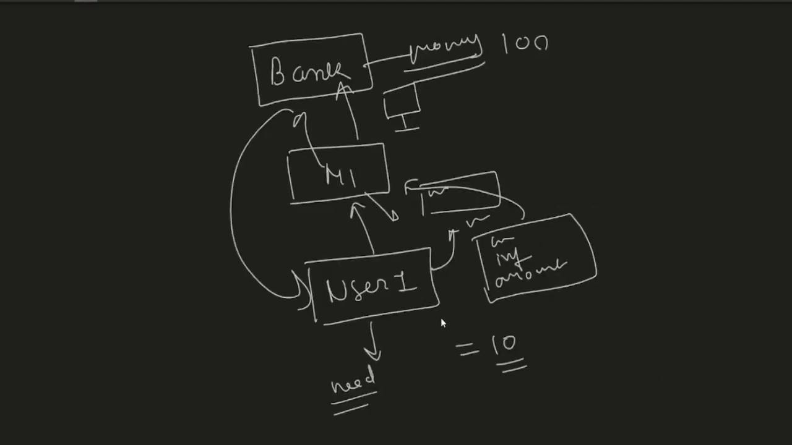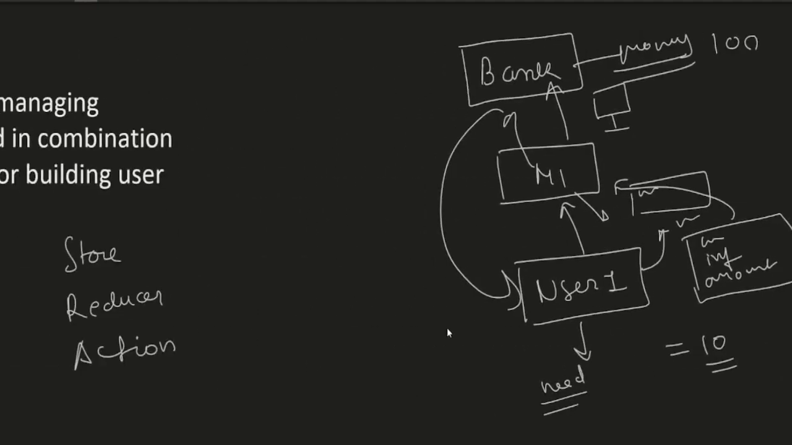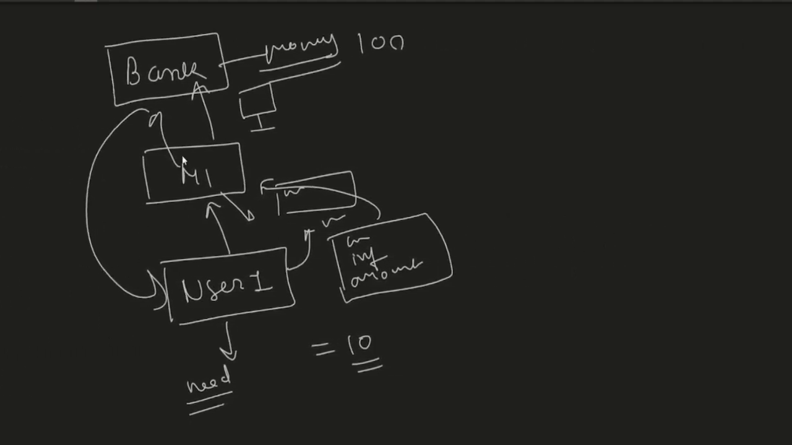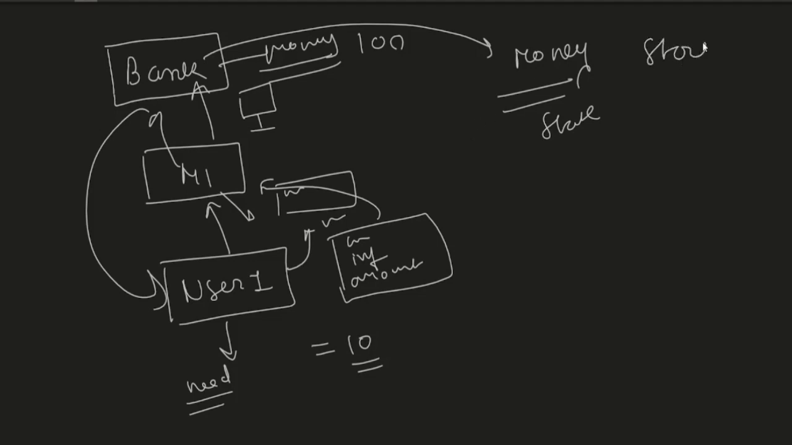Now this is our example. Let's try to understand these three terms. So bank, what is bank? Bank is a central storage of what? Of all the money. So here money is the state. Money is the state. Now what is the bank? Bank is the store where all the money is stored.